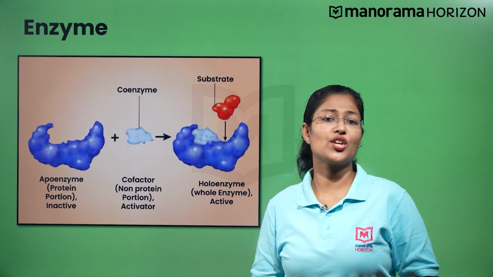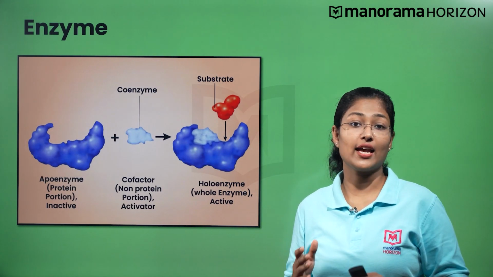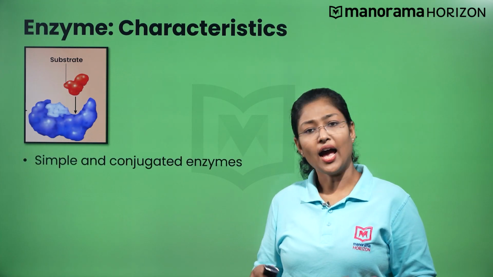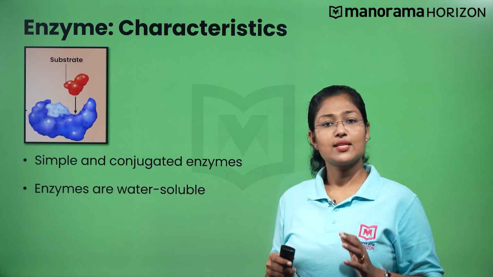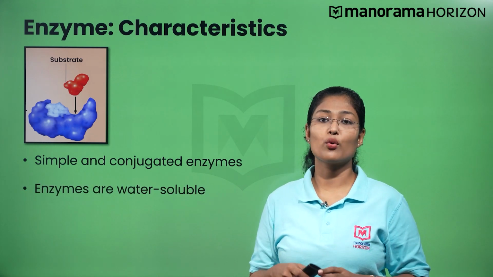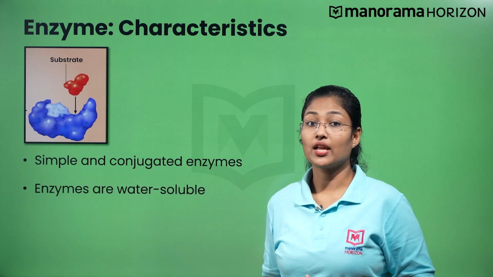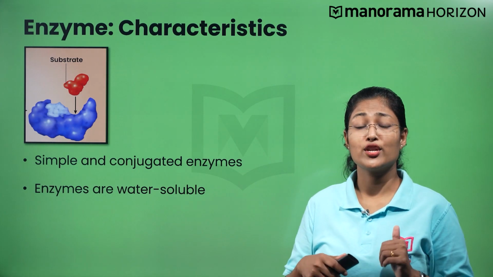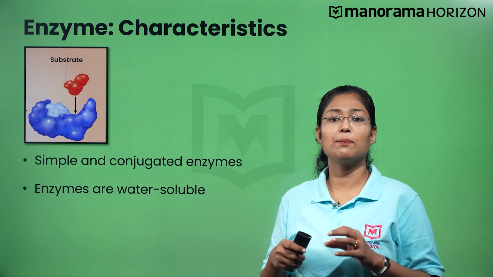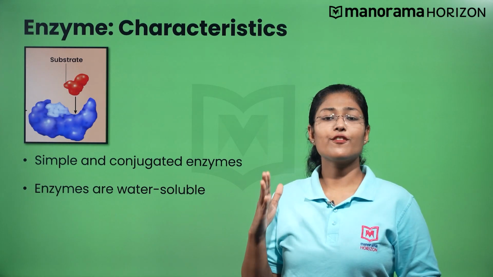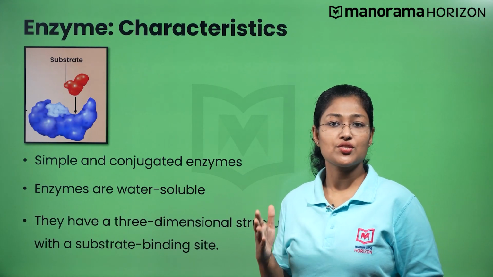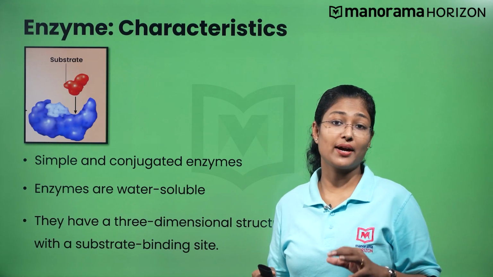Now it's time to check the main characteristics of the enzyme. First and foremost, there are two types: simple and conjugated enzymes. Simple enzymes are composed of proteins. Conjugated protein enzymes, or the holoenzymes, are the enzymes that include a non-protein group which is tightly bound to a protein group. Most of the enzymes are water soluble. They have a three-dimensional structure with a substrate binding site.